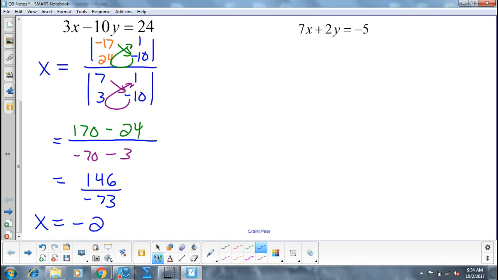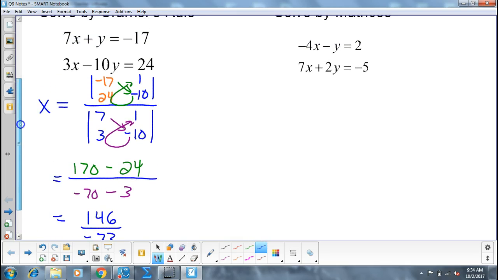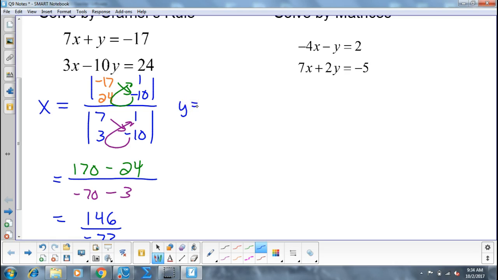Now, I could substitute negative 2 back into one of my equations, or I could reset up Cramer's rule. So y here then would be equal to 7 and 3 there, but now this is going to be negative 17 and 24 there, and the denominator here is going to be negative 73.